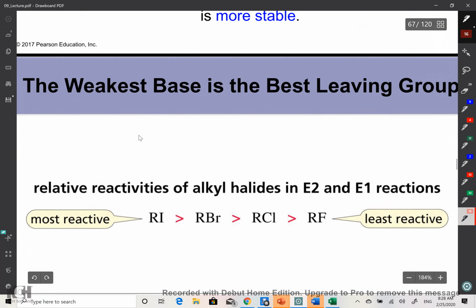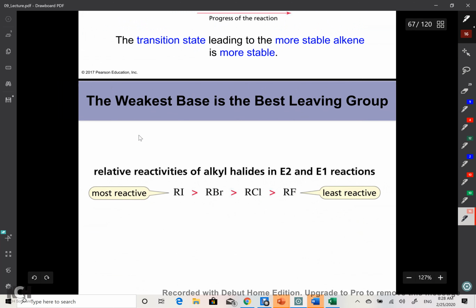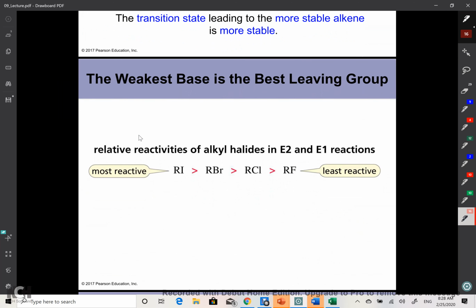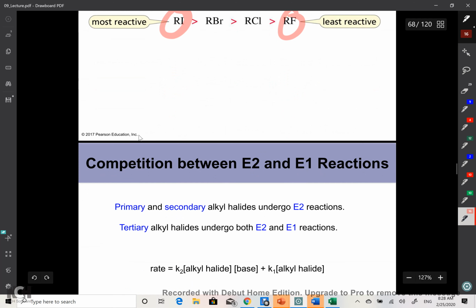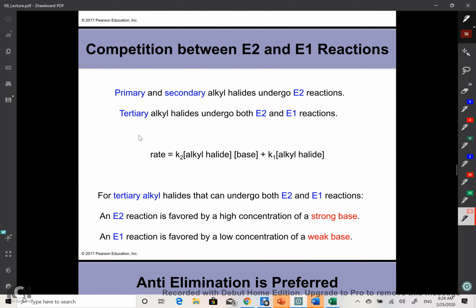And again, the law of the leaving group follows the same. The law of the leaving group is the same. The iodide is a better leaving group than the fluoride. Okay? So the law of the leaving group remains the same. Iodide is better than the fluoride. And like I said, there's a great competition between these reactions. You can also have a competition between an E1 and an E2 in a reaction.